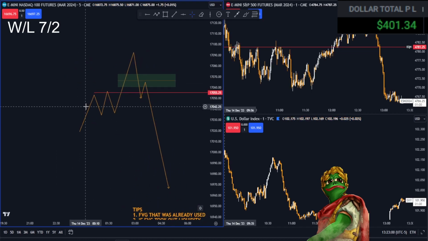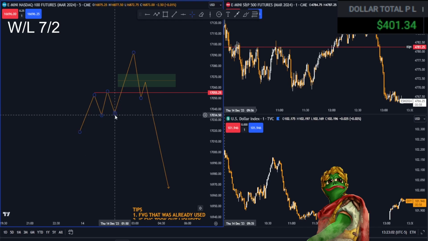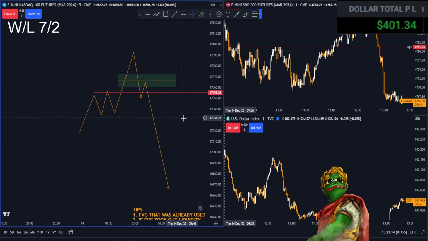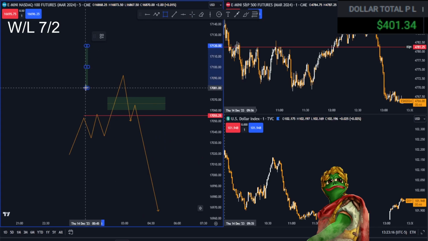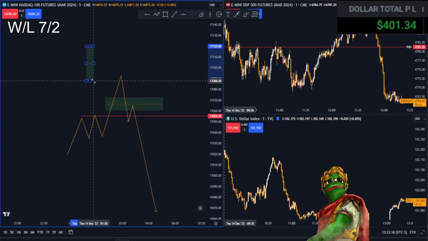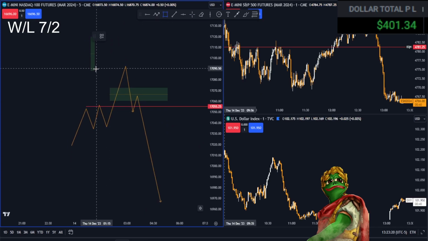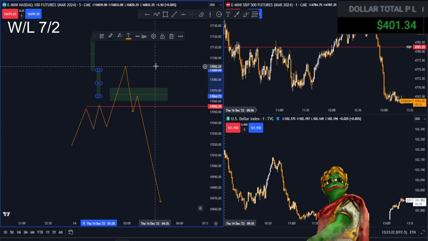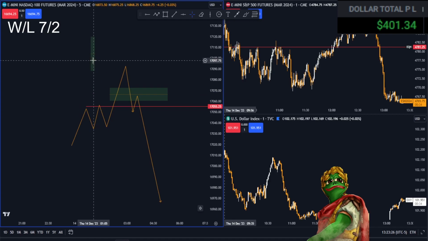Where most people would be waiting for the market structure shift, you wouldn't. You would just wait for this inversion to get absolutely disrespected by this candle and enter on this inversion here. What can also happen is that you have the candles and you never get a fair value gap entry.